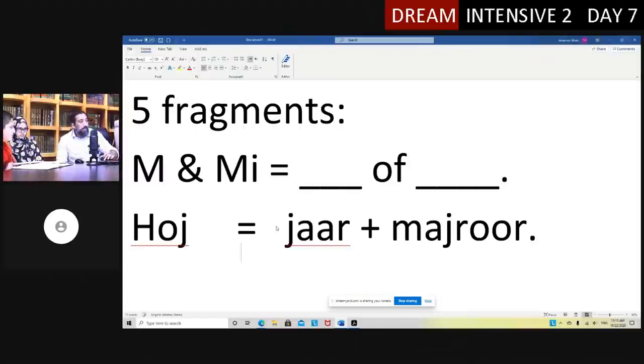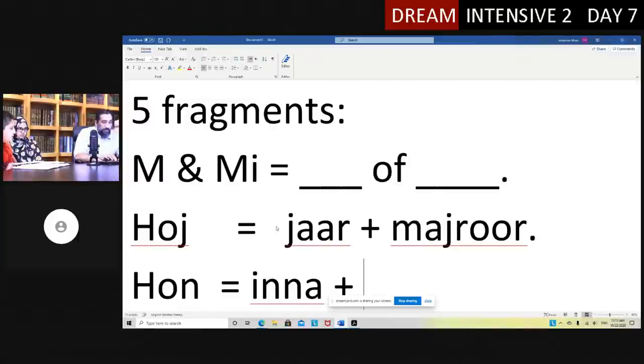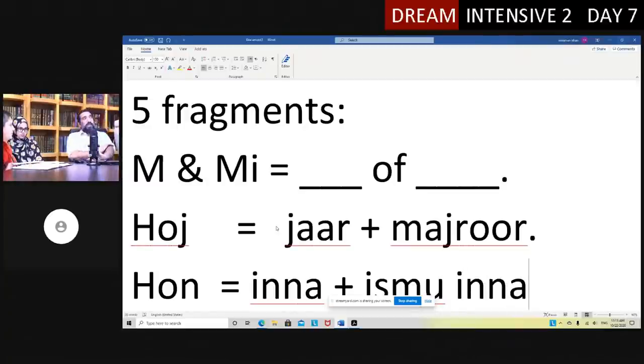Then there's the harf of nasb, so it's the inna plus ismu inna. So if I say inna allaha, certainly Allah, is that a sentence? No. Or if I say lakinna albirra, however goodness, or but goodness, is that a sentence? No. If I say but goodness is what we need, now that's a sentence.